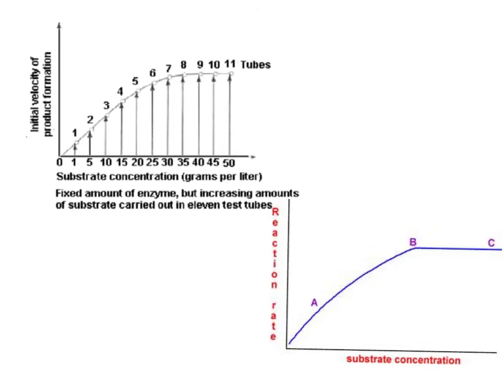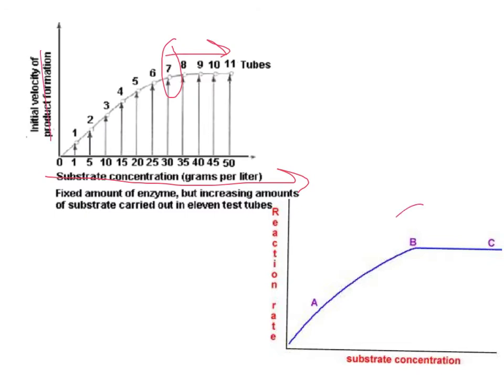Now let's look at what happens if I change the substrate concentration. On the last graph, there was no change in the substrate concentration, a fixed amount. In both of these, as I move to the right, my substrate concentration is increasing. On this top one, you can see I've used 11 different tubes. Right when I hit about tube 7, things started evening out in terms of the initial velocity of my reaction.